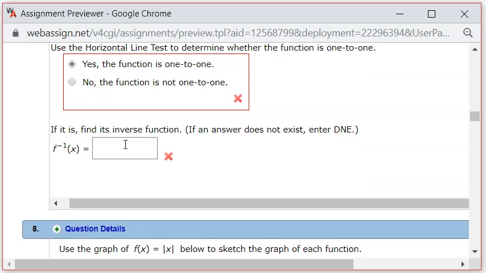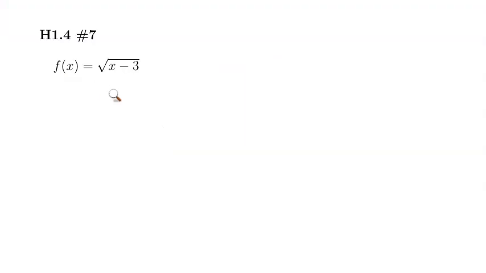Since it's a one-to-one function, we can find the inverse function. So let's find the inverse function here. We have the original function given. The first step is to replace f of x by y, which is easy to do. Second step is solve this equation for x.